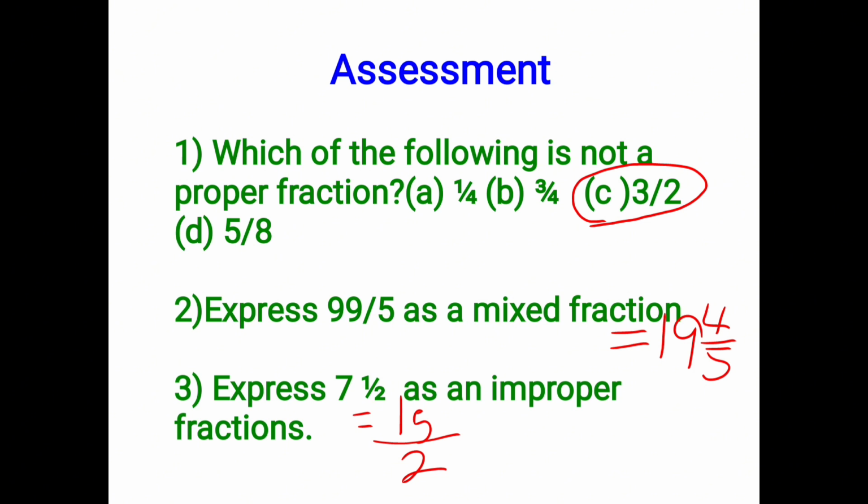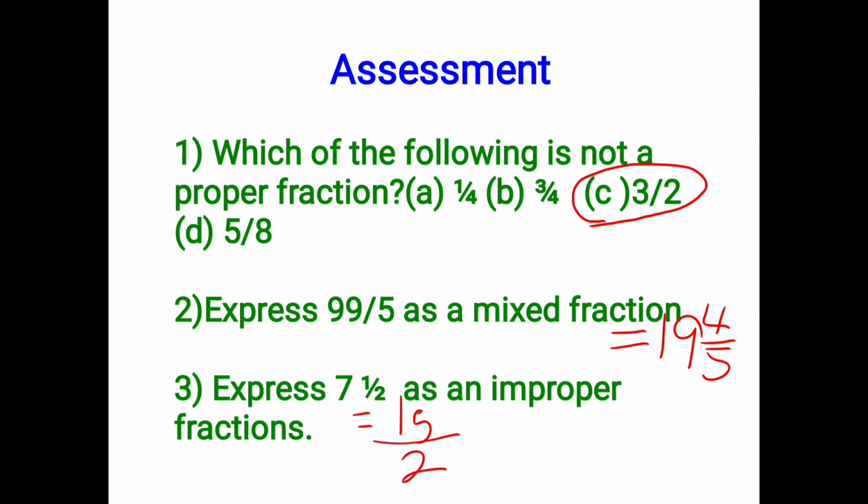And your second question says 99 over 5 as a mixed fraction. So here we figure out how many 5s you get in 99. And that is 19, right? Very good. And you have a remainder, which is 4. And your 4 serves as your numerator. So you have 19 whole number 4 over 5. Your denominator remains the same. Do you remember? Very good.